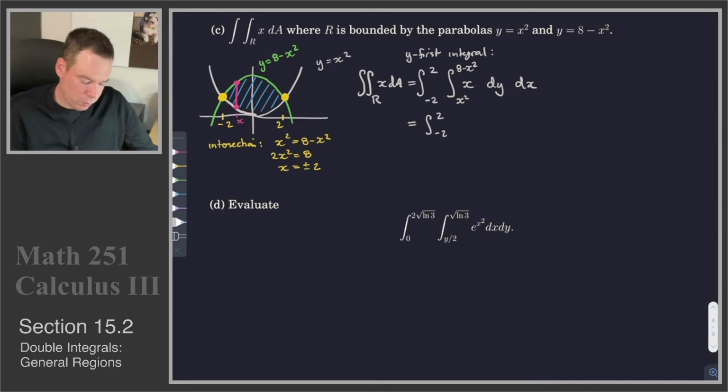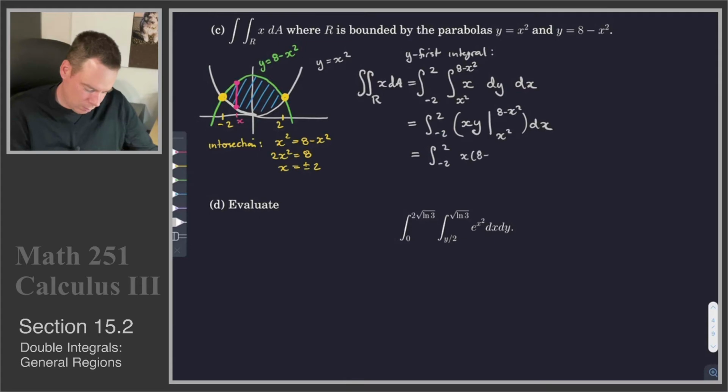Antiderivative of x with respect to y. So this is an integral with respect to y. x is a constant relative to y, so the antiderivative would be xy. That goes from x squared to 8 minus x squared, dx. I'm still working on this integrand. So that becomes the integral from negative 2 to 2 of x times 8 minus x squared, minus x cubed, dx.